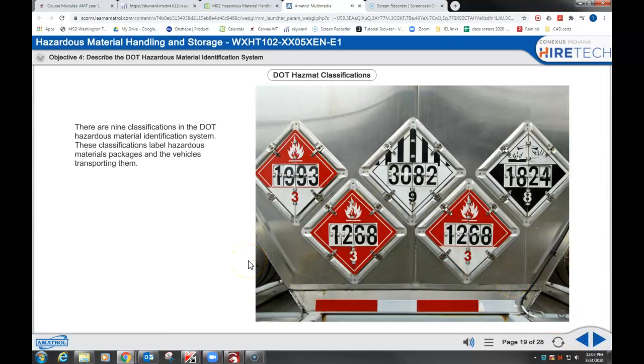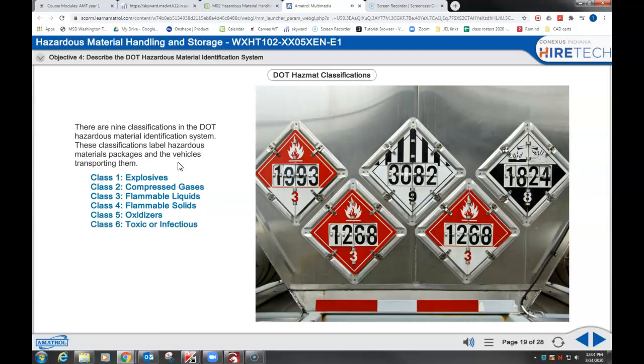There are 9 classifications in the DOT Hazardous Material Identification System. These classifications label hazardous materials packages and the vehicles transporting them. Class 1, Explosives. Class 2, Compressed gases. Class 3, Flammable liquids. Class 4, Flammable solids. Class 5, Oxidizers. Class 6, Toxic or infectious. Class 7, Radioactive. Class 8, Corrosive. Class 9, Miscellaneous and other.